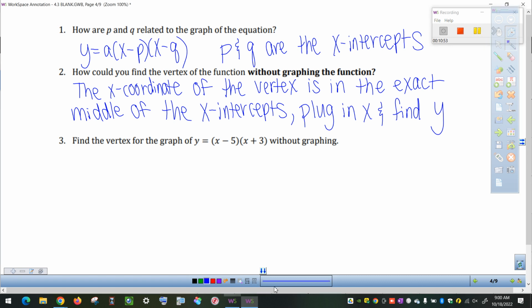All right, so now we're going to apply this, and we're going to try a new graph altogether. For question 3, we had the equation x minus 5 times the quantity x plus 3. So the first thing that we want to do is find our x-intercepts. And Chase, would you tell us, what did you get for those x-intercepts?